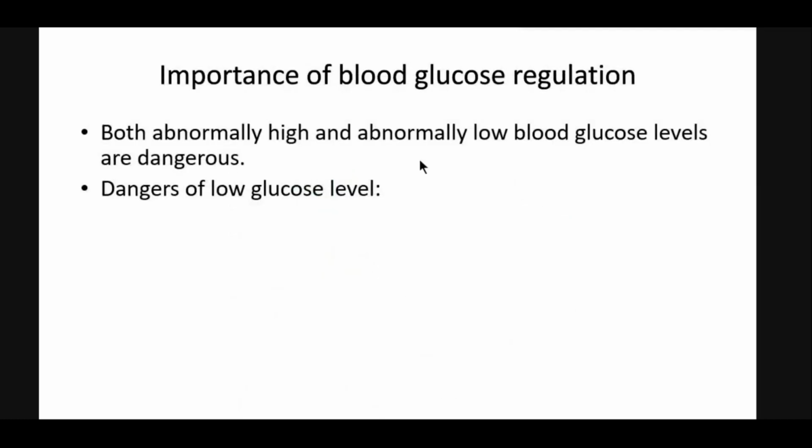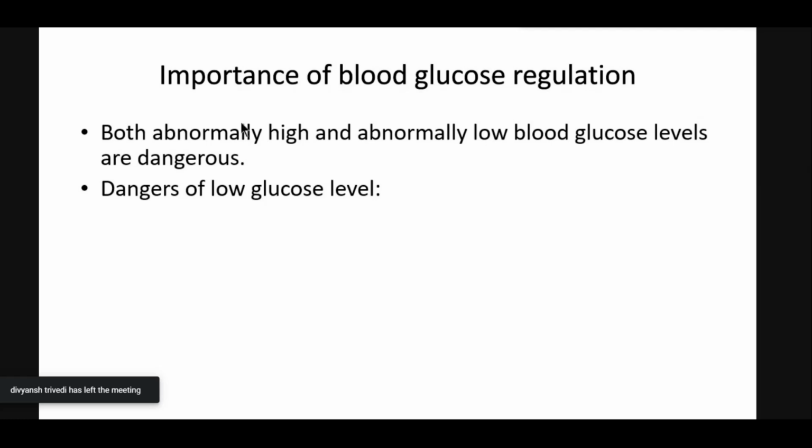Now, why is this regulation important? This variation occurs because we are taking a meal and we have to take the energy source. With the intake of energy source, there will normally be an increase in blood glucose level. That is predictable and expected. But the regulatory mechanisms try to regulate it within a certain range.